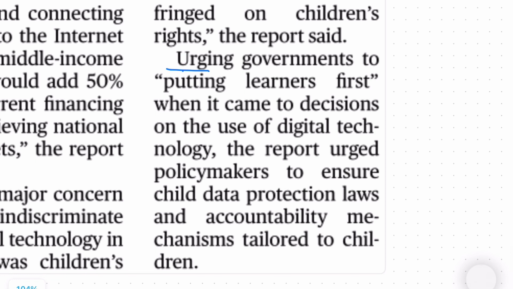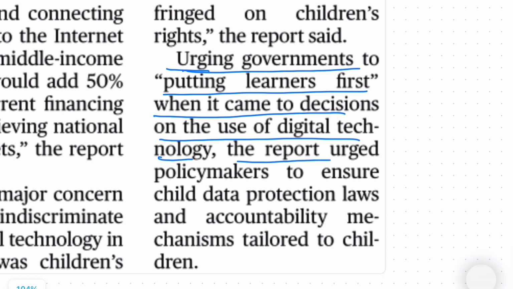So it is urging governments to put the learner first. When it comes to decisions on the use of digital technology, the report urged policymakers to ensure child data protection laws and accountability mechanisms tailored to children.